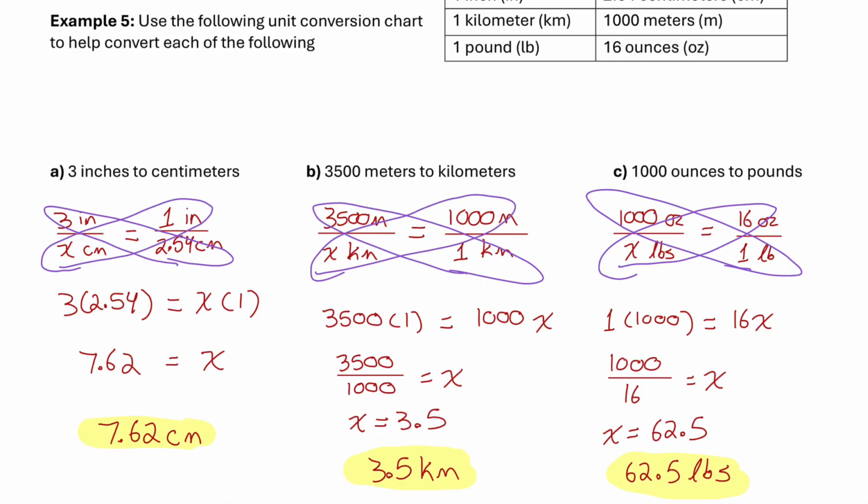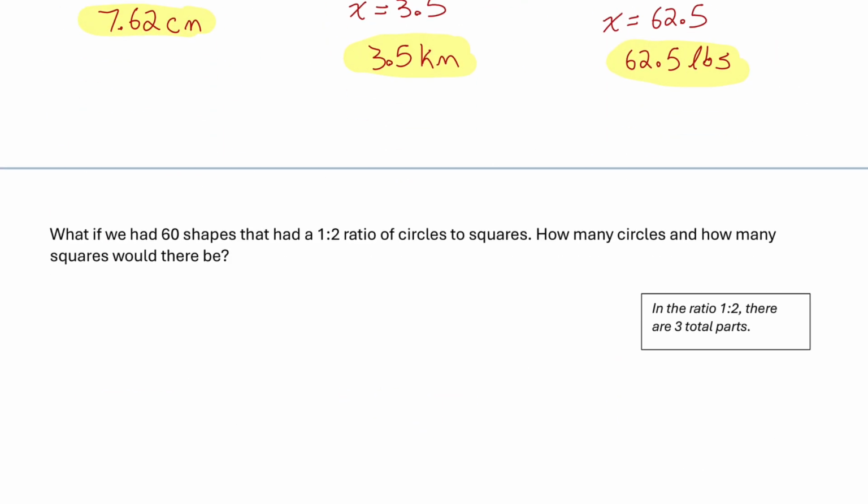So in doing unit conversions, these proportions are helpful. You set up the 2 rates equal to each other, then you can solve for the one unknown using algebra. And now let's move on to the next example.